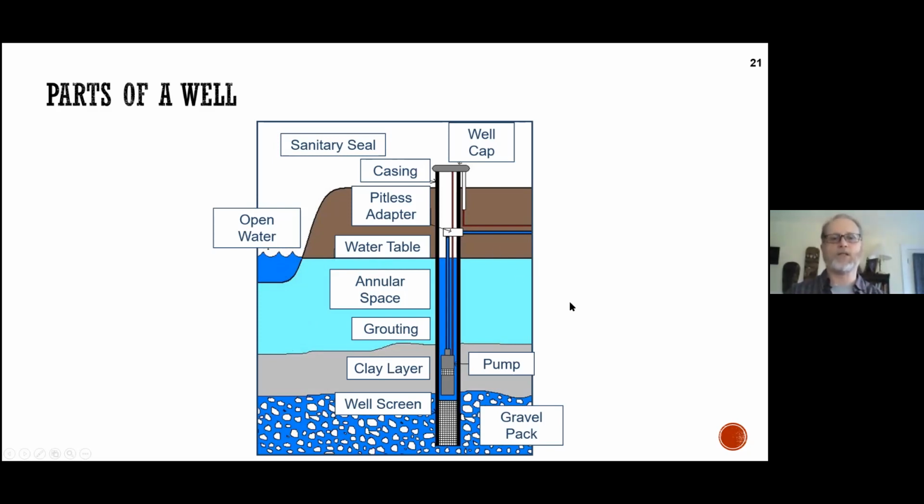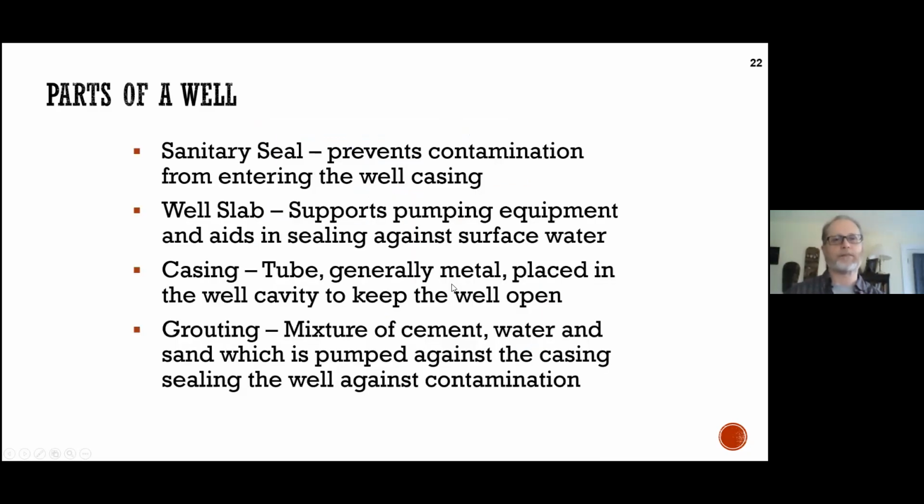So basically the main parts, remember the water table, remember the casing, the sanitary seal, which prevents surface water from getting down, and then the various parts of the actual well itself. Sanitary seal prevents contamination from entering the well casing. The slab could be as sophisticated as a steel reinforced concrete slab. I've seen wells that have been installed in parking lots where it's basically just an asphalt collar around it. But the sanitary seal would be in addition to the slab, so that in case the slab itself cracks, you've still got the sanitary seal to prevent contaminants from entering the casing.